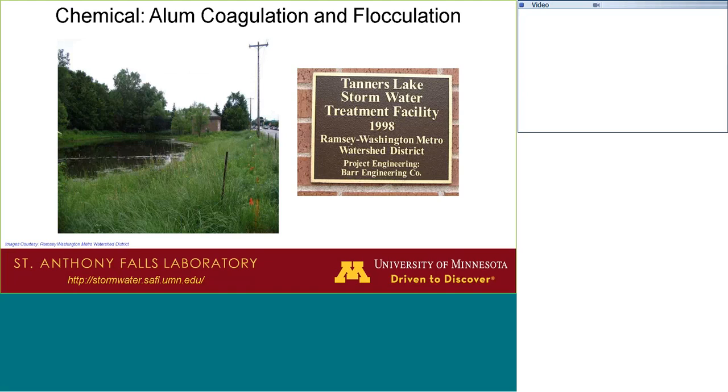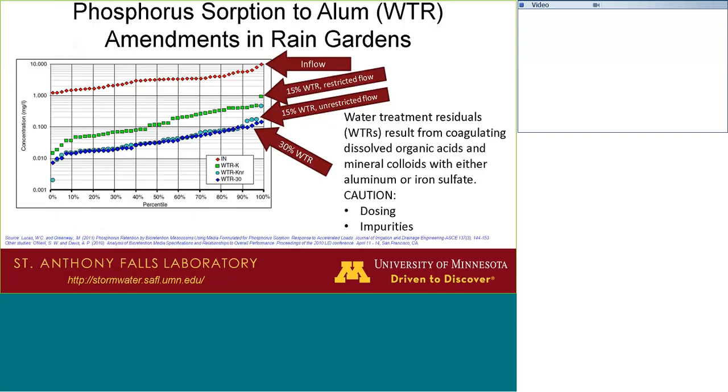So what can we use to learn from? Well, we use some chemical processes, and Joe alluded to some of those already. This is actually a stormwater treatment facility that's using alum coagulation and flocculation to treat stormwater, but this is a very active system. As Joe was talking about, you have to manage the system, you have to have correct dosing, you have to remove that material over time, but we can use that concept in our biofiltration practices.